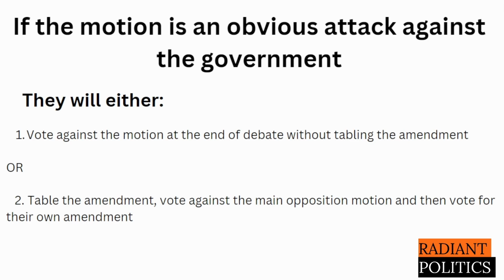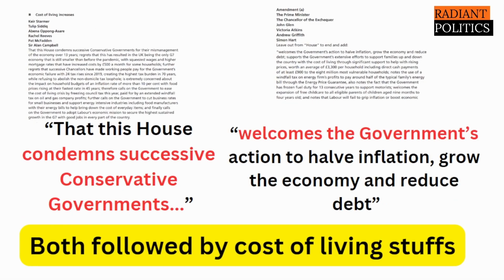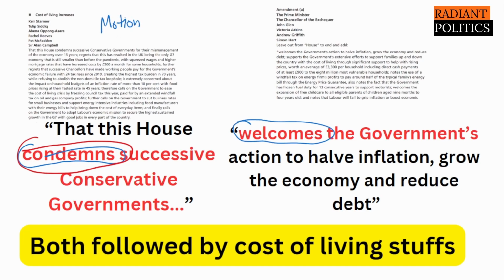And we talked about this earlier as well. I am going to move on. You can pause to have a read if you want to refresh. And this is a real example of a motion that expresses an obvious attack on the government. The government responded by tabling an amendment against it. You can see that both talk about cost of living and the economy, but the main differences are in the first sentence.